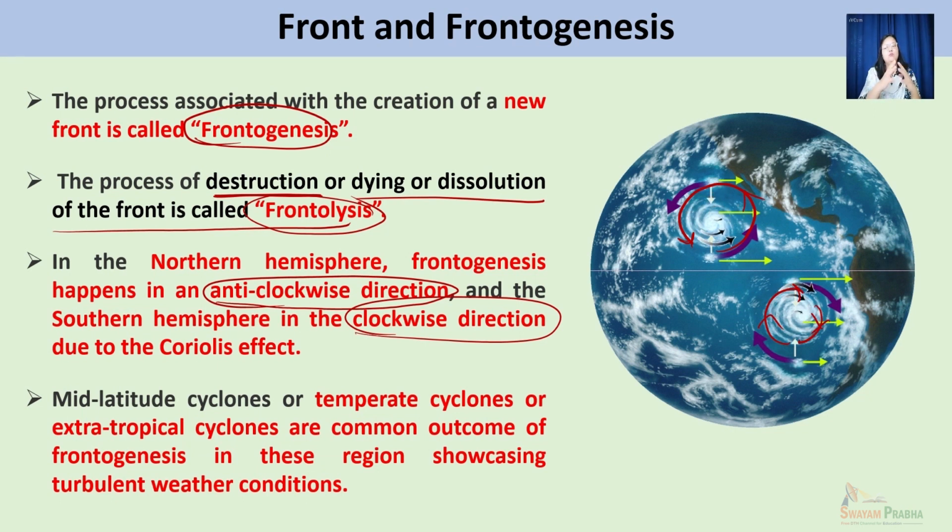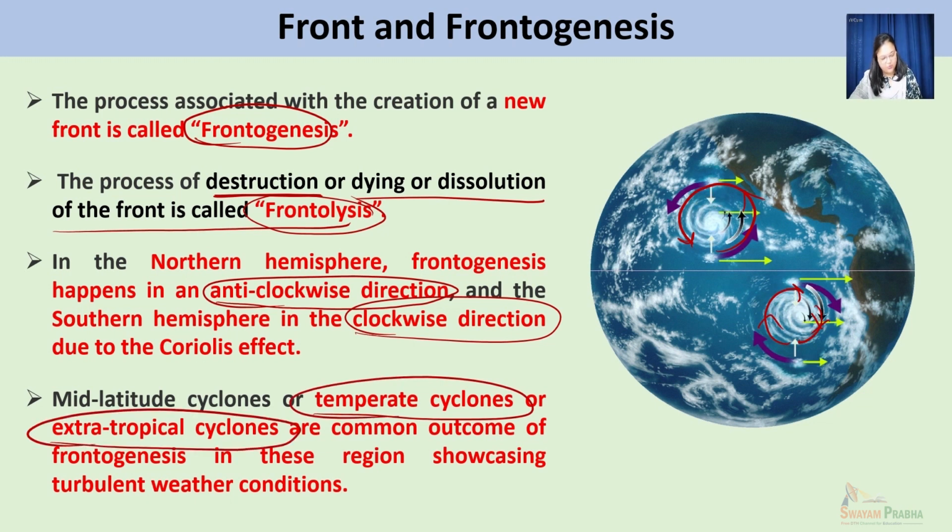And these particular mid-latitudinal zones or the temperate zones of the world are also affected by the temperate cyclones, which are also called extratropical cyclones. So the mechanism and the formation of temperate cyclones will be dealt with in the coming videos, but you have to understand now that these temperate cyclones of the world are also created in these frontal zones only.